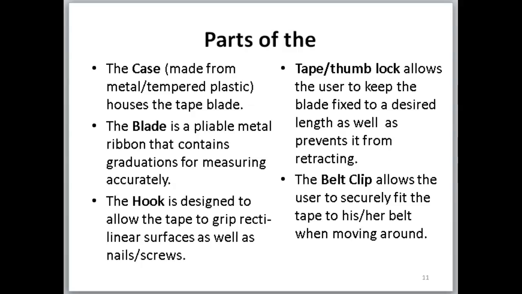The tape or thumb lock allows the user to keep the blade fixed to a desired length as well as prevents it from retracting. The belt clip is another feature of the tape that allows the user to securely fit the tape to his or her belt when they have to traverse from one point to another.